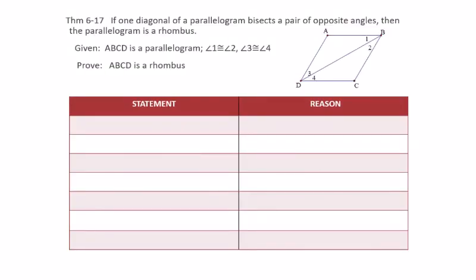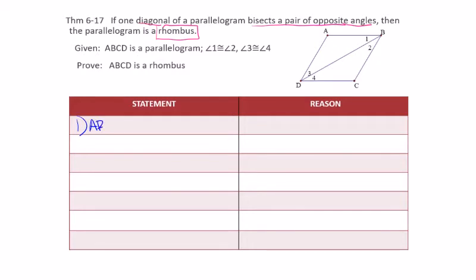All right, next one. So theorem 6-17 says if one diagonal of a parallelogram bisects a pair of opposite angles, then the parallelogram is a rhombus. Okay, so if a diagonal bisects a pair of opposite angles, then that parallelogram is a rhombus. All right, so let's prove it.